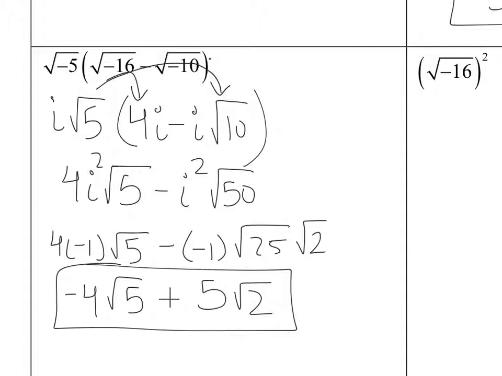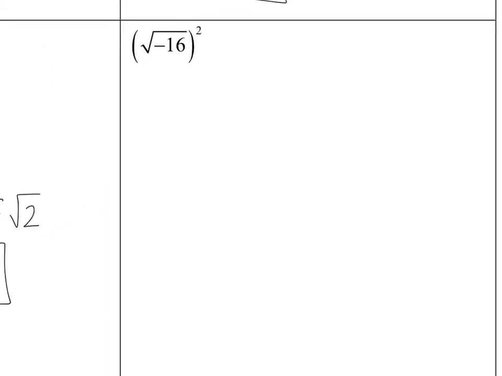Okay, and the reason this is a plus is negative times a negative is positive, and then 1 times the square root of 25 is 5. Okay, you can't add those together, so we're all set. Let's take a look at another one here.